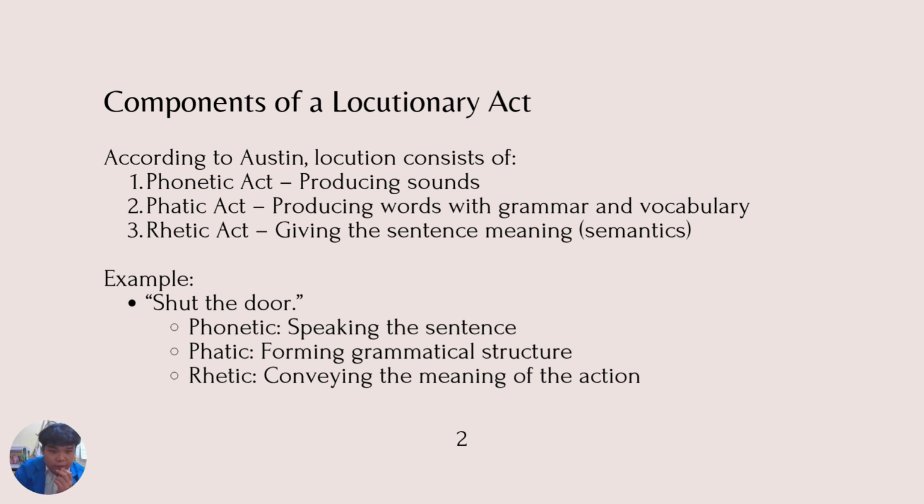The components of the locutionary act, according to Austin, consist of three acts. The first is the phonetic act, producing sounds. Second, the phatic act, producing words with grammar and vocabulary. Third is the rhetic act, giving the sentence meaning, or semantics. The example is the phrase "shut the door." The phonetic act is speaking the sentence. The phatic act is forming the grammatical structure. The rhetic act is conveying the meaning of the action.